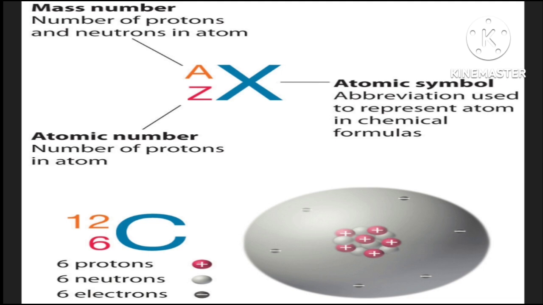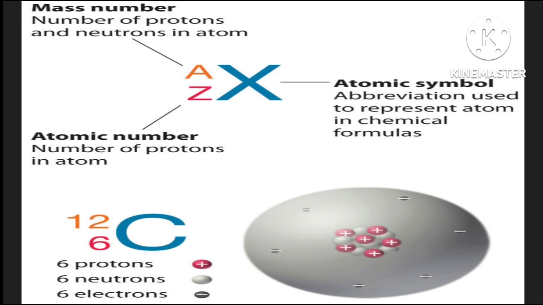So what is atomic number? Atomic number is always denoted by capital Z. It is the number of the protons present in the nucleus of an atom, whereas mass number is denoted by capital A. It is the number of the protons plus the number of the neutrons, and both these symbols are drawn with the symbol of the element, so they represent the symbolic or atomic symbol of any element.